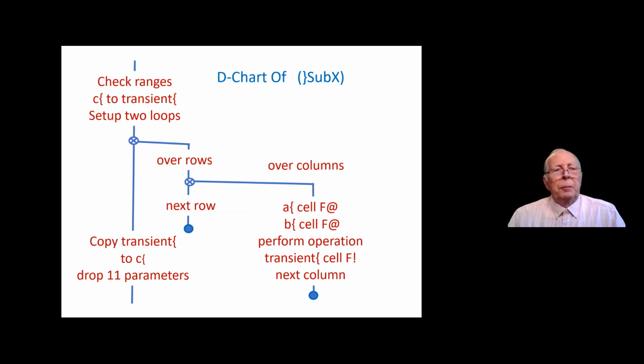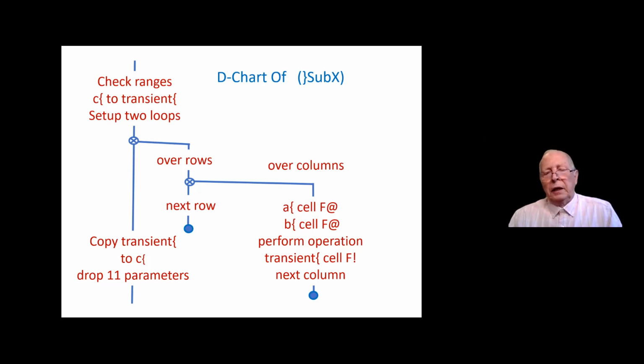Here's the D chart of SubX, just as we had in words before, where we check the range. We then copy C to transient, and we set up the loops. In the middle, we go over all the rows, and on the right-hand side, we go over all the columns. We're fetching a floating point number from the A matrix and a floating point number from the B matrix. We do the math operation.